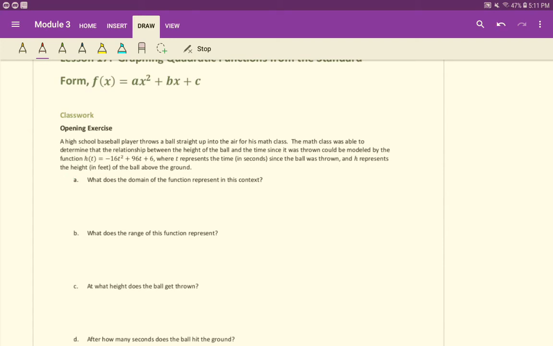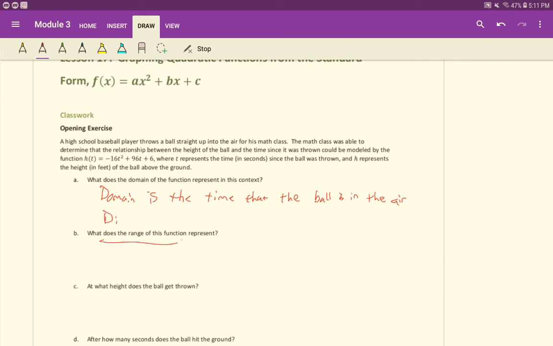So what does the domain of the function represent in this context? Well, the domain is our x variable. It's the t's. So the domain represents the time that the ball is in the air. We can be more specific in a little bit, once we do more of the problem, and come back and maybe write the domain as an interval.